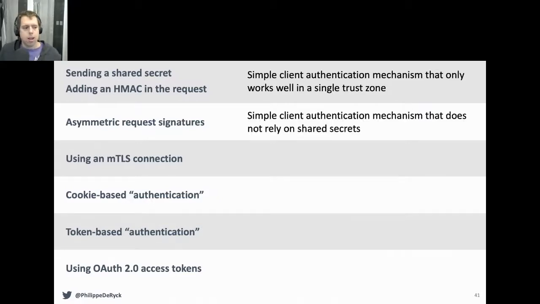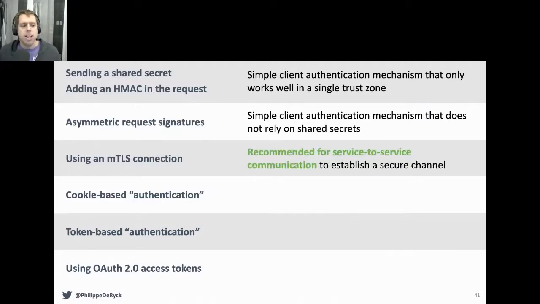Asymmetric signatures are a little bit more difficult to implement, but they don't rely on shared secrets, so they're recommended in a bit more complex scenarios, but chances are that you want to move to MTLS in that case anyway. MTLS is a recommendation for service-to-service communication. This should be enabled in your backend architecture because it's really powerful and it locks down the abilities of an attacker in case one of these services is compromised. All right.